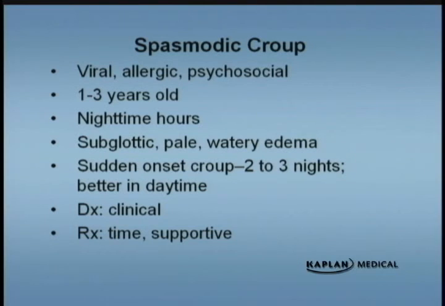Spasmodic croup is a variation on infectious croup. Spasmodic croup, the trigger is going to be usually some kind of virus or sometimes allergies, and even sometimes a psychosocial trigger. This is usually a 1 to 3 year old, a little bit younger than the crouper.